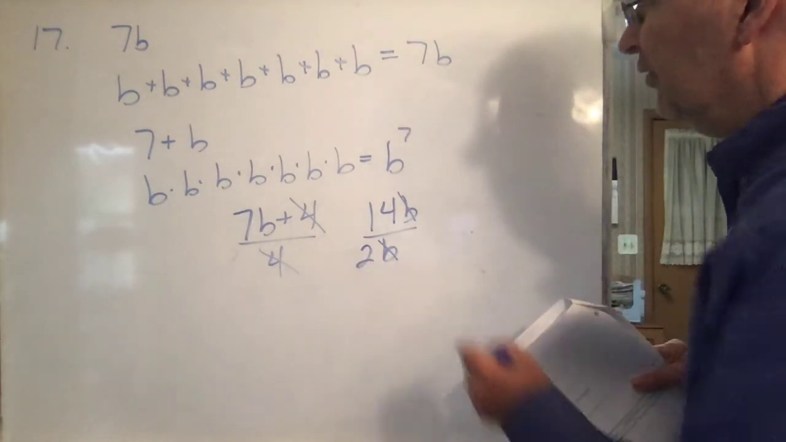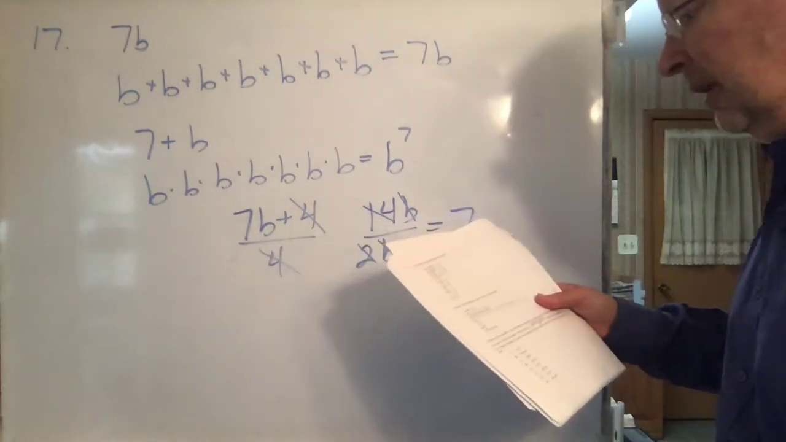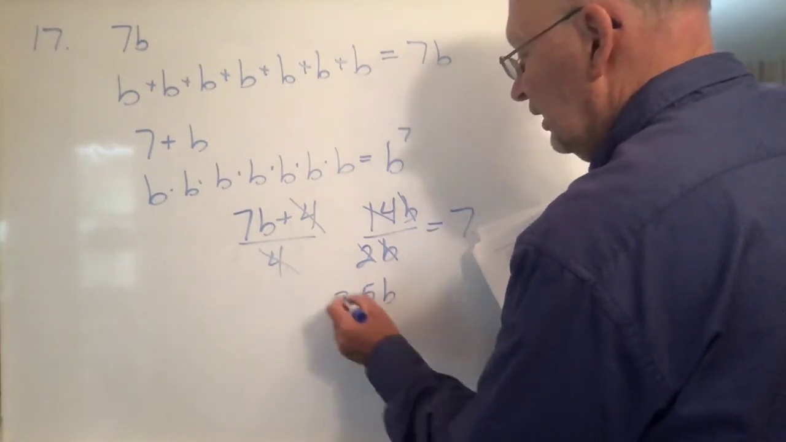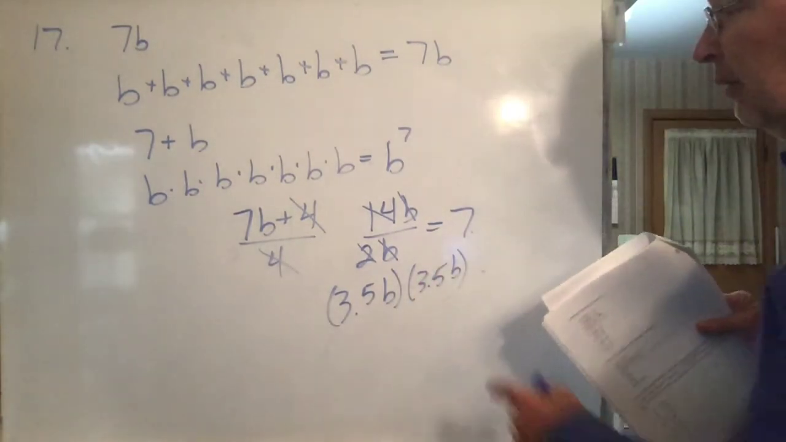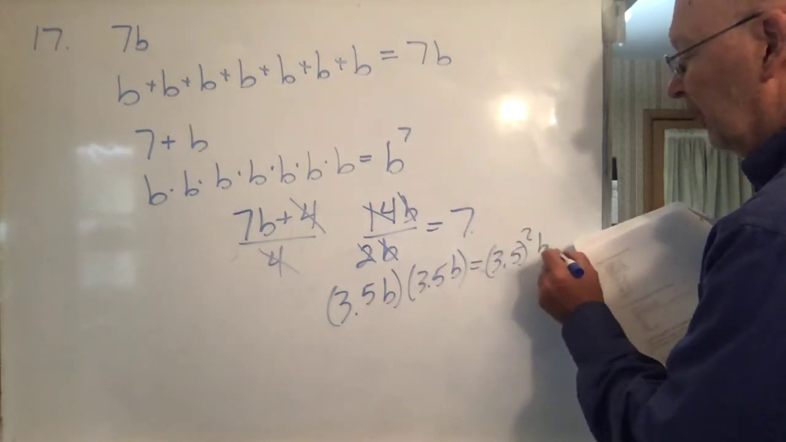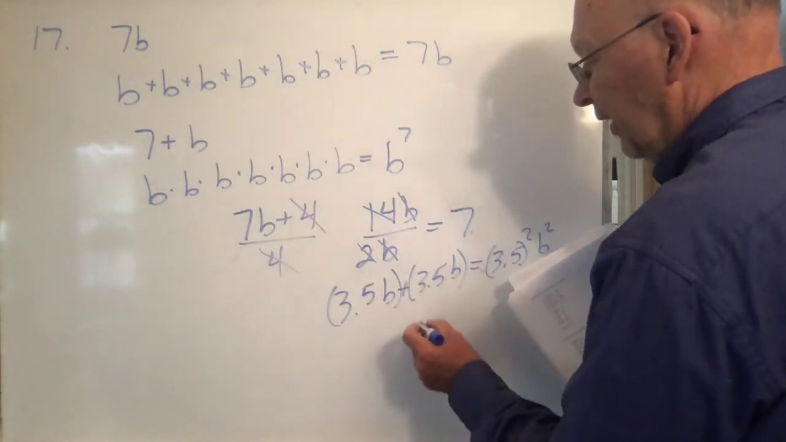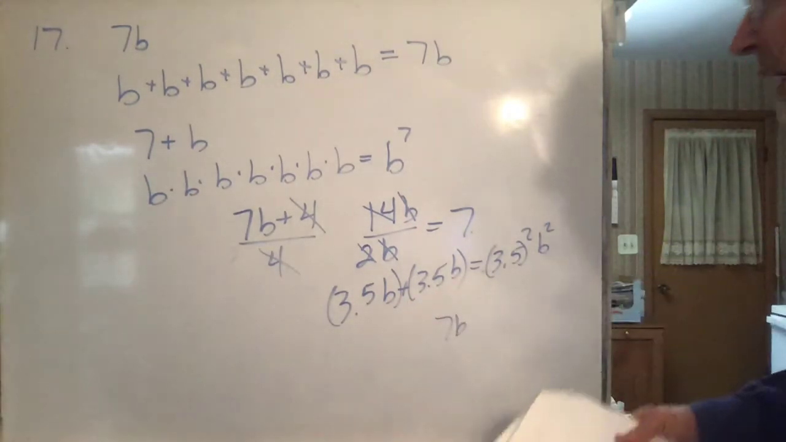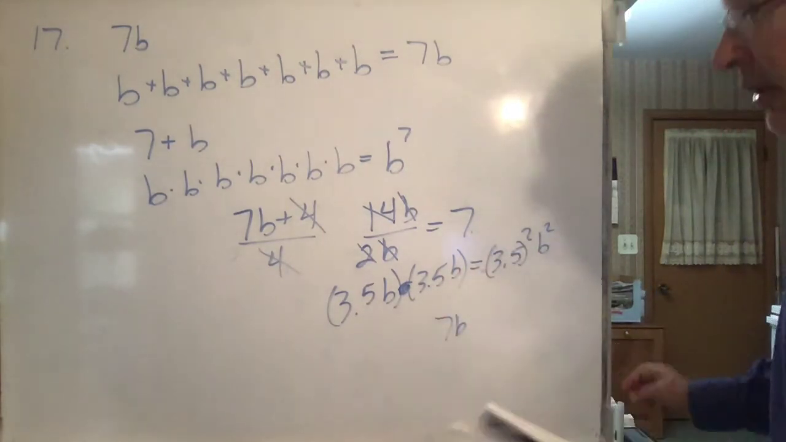14b divided by 2b, so the b's cancel, and the 14 cancels with the 2, and you just end up with 7. So that's wrong. And finally, you have 3.5b times 3.5b. If you multiply that out, you're going to get 3.5 squared times b squared. So if those were added together, then you would have 7b. That's 3.5 and 3.5. If you added those together, sure enough, you'd have 7b. But here you're multiplying them. So multiplying them, that's not the case. Okay, that was a good problem.